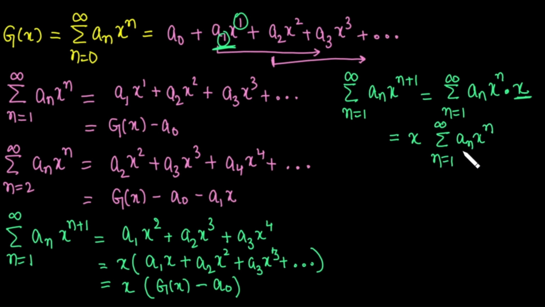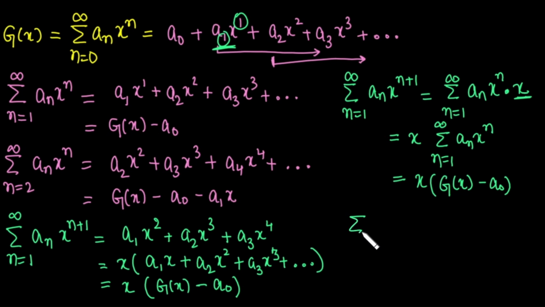Now think whether we will get a naught, a1, a2, a3, all the sequential terms from here. It starts from n is equal to 1. It means it will start from a1. Then n is equal to 2, a2. Then we have a3, a4, all except a naught. So we can write it is equal to x times of g(x) minus a naught. So either proceed with this form or you can go with this approach.